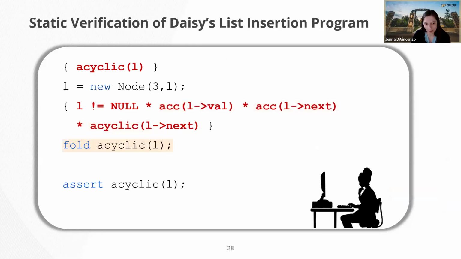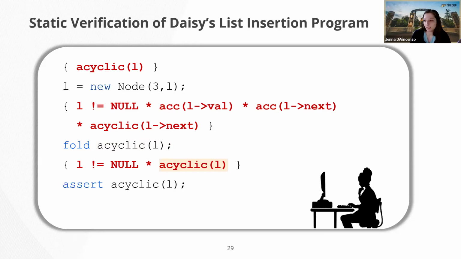So what Daisy has to do to solve this problem is provide an explicit fold statement, which then looks for the body of the predicate, asserts it, consumes it, and then returns the predicate itself, which can then be used to justify this assert and prove that the assert holds. So now we do see that Daisy's program is statically verified. It is correct, but she needed to add a little bit of help there for it to work.